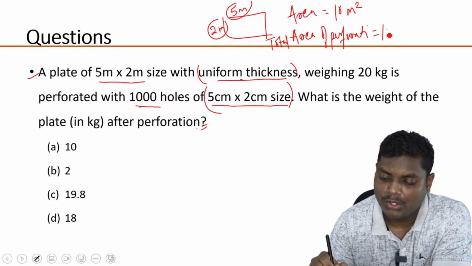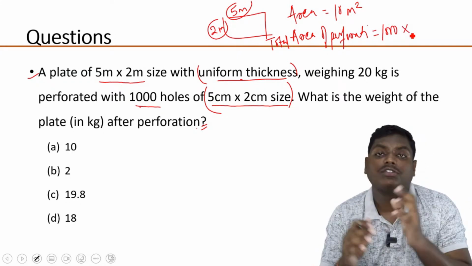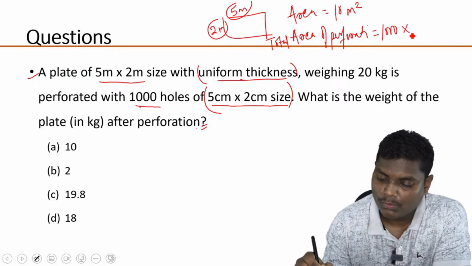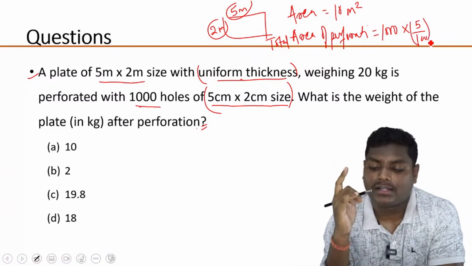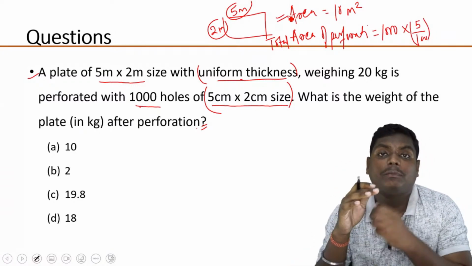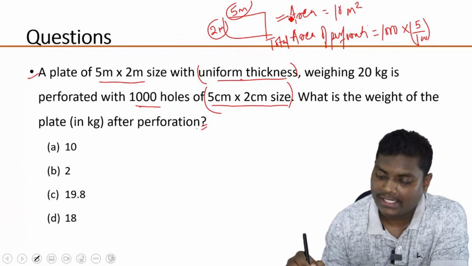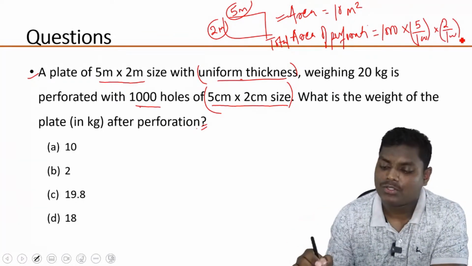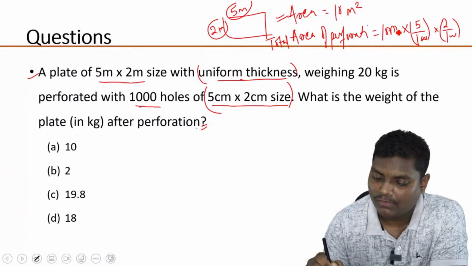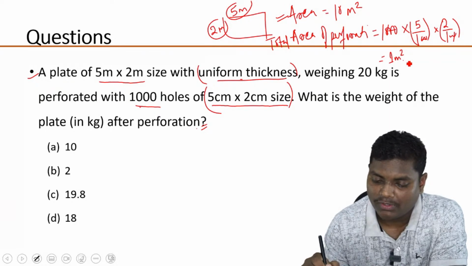It is basically 1000, because 1000 holes are being made, into 5 upon 100. I'm converting this to meter, since we have the area of the plate in meter. 5 upon 100 into 2 upon 100. I'm converting this to meter also. So if you solve it, it will be 1 meter square.